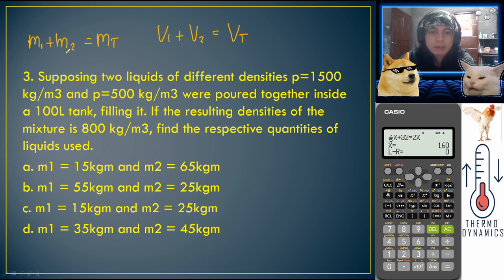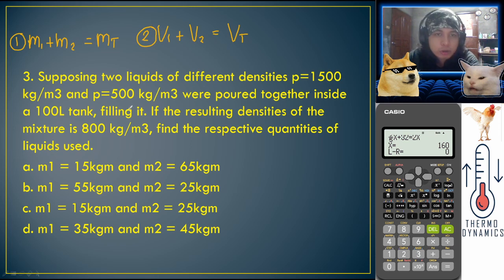Mass 1, mass 2. So, piyado. Ano piyado? Sigurado, gagamit tayo dito ng two equations, two unknowns. Kasi dalawa yung hinahanap sa atin at meron na rin tayong dalawang working equation. Okay. So, mass 1 plus mass 2 is equal to total mass. Problema, wala tayong total mass. Anong puro binigay sa atin? Puro dalawang density at meron tayong total volume at saka total density. Okay. So, ito yung ating working equation number 1. This is working equation number 2.